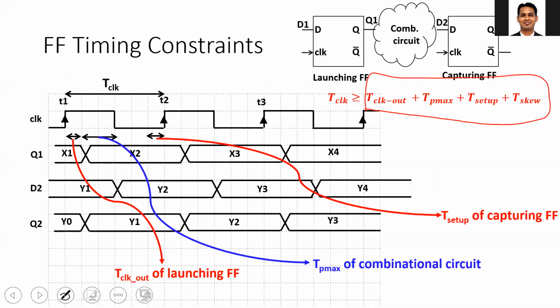So here we are assuming that both the flip-flops receive the clocks at the same time, but it may happen that the capturing flip-flop receives the clock earlier than the launching flip-flop. In that case, the available time to process the data is less, and that's why there is a T skew being added here.